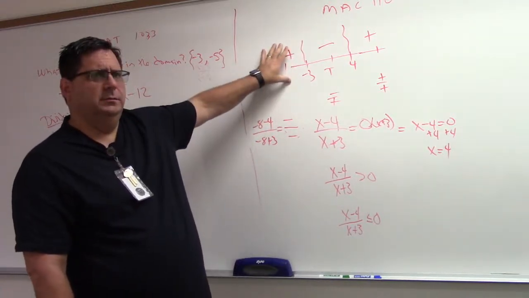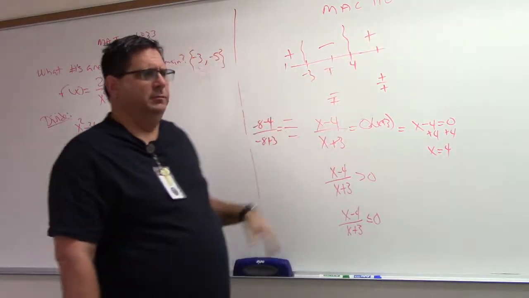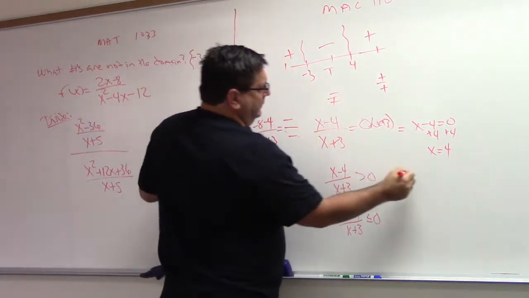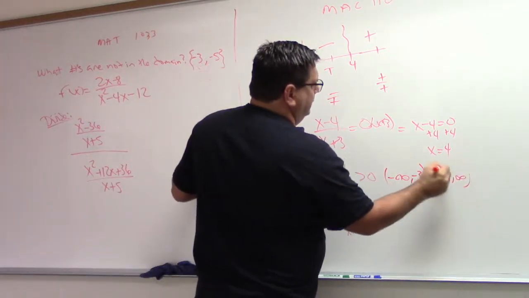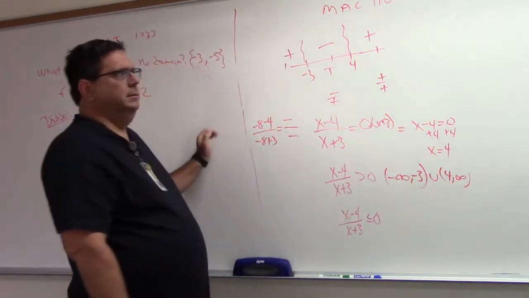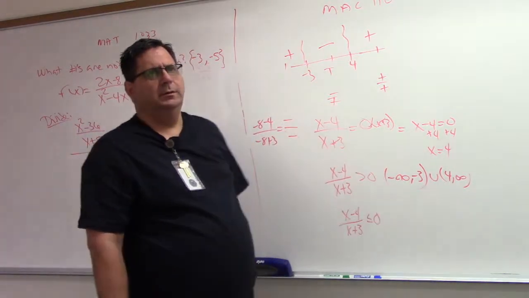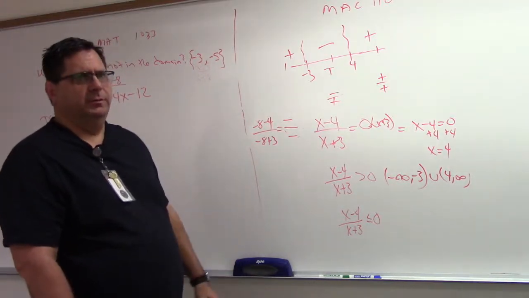This side, where else? On the right side. This side. So how do you write that? Negative infinity to -3, union 4 to infinity. Oh, in the middle is the union part. Yeah, the middle is negative, so that generates the union.